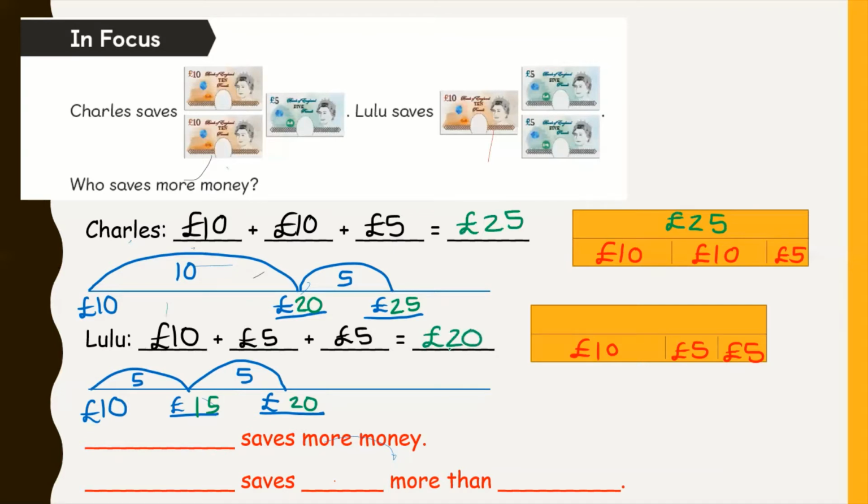So who has saved more money? Charles or Lulu? What's bigger, 25 or 20? That's right, 25. So Charles saves more money. But how much more does he save than Lulu?